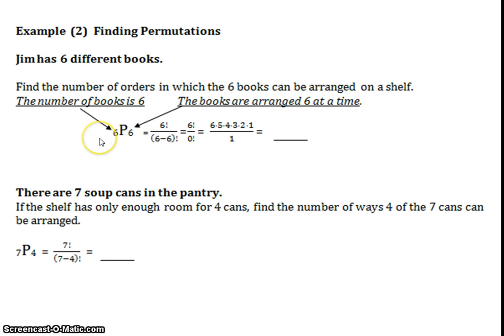Now if we follow the formula for a permutation, this first 6 is in the numerator, and that's 6 factorial. In the denominator, we would take the 6 minus 6, simplify this to 6 factorial divided by 0 factorial. Now remember, 0 factorial is defined as 1. So we need to simplify this and write our answer here.